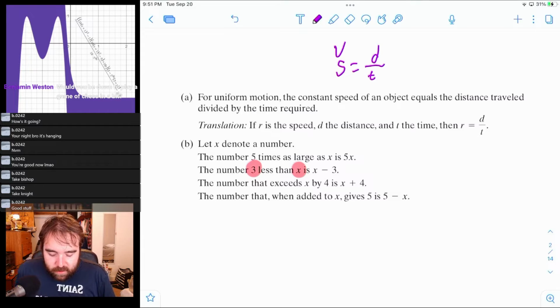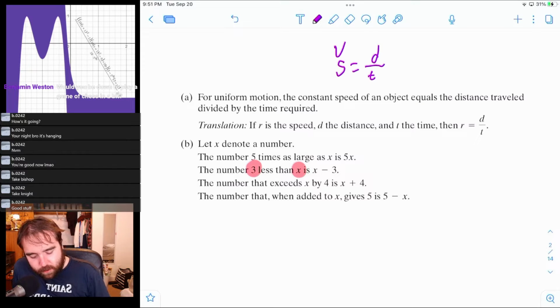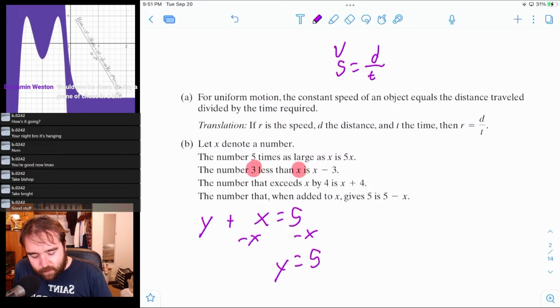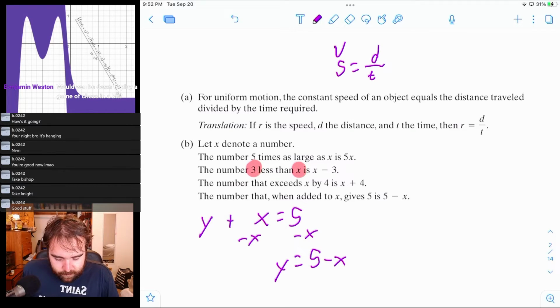And then the number that exceeds x by 4, exceeds by 4, bigger than by 4. So, yeah, x plus 4. A number that, when added to x, gives 5. Well, I would do that differently. I would say a number, I guess that's y. A number y, when you add it to x, gives you 5. So what is the number that we're talking about? Subtract x from both sides. y equals 5 minus x.